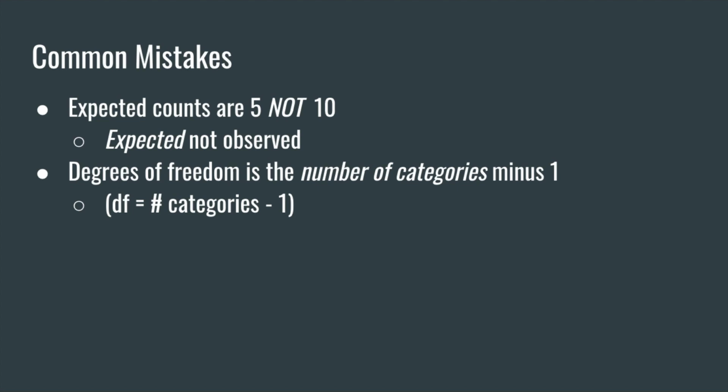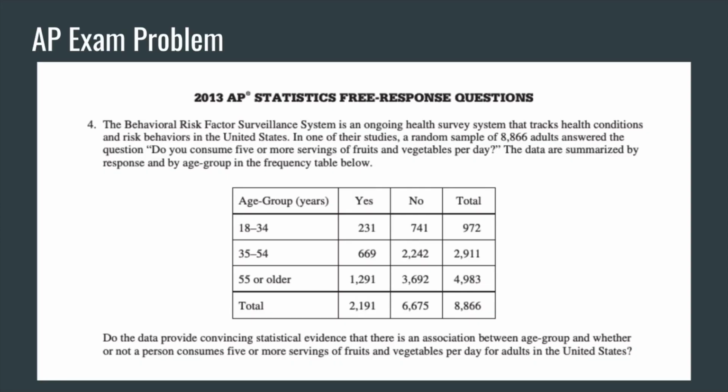As for the degrees of freedom, it is not the number of subjects minus 1, but it's the number of categories minus 1. So make sure that when you're going through it, you're counting the number of categories, not just the total number of items in the sample. If you would like some extra practice problems, there's an FRQ from 2013, practice number 4.